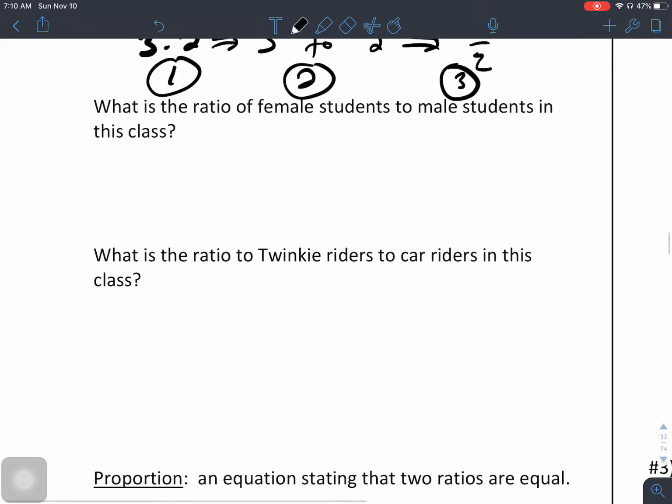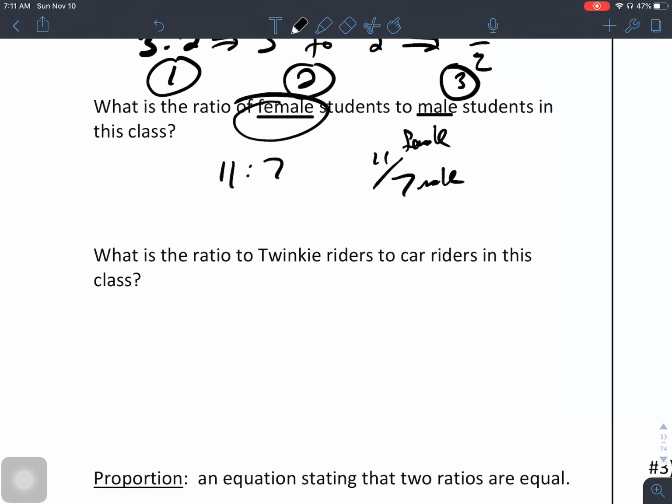What's the ratio of female students to male students? If we said that this was 11 to 7, that means that there are 11 females that came first. Males came second. So we got female on top and male on bottom. The order does matter. The idea that comes first would be on top. The idea that comes second would be on bottom.